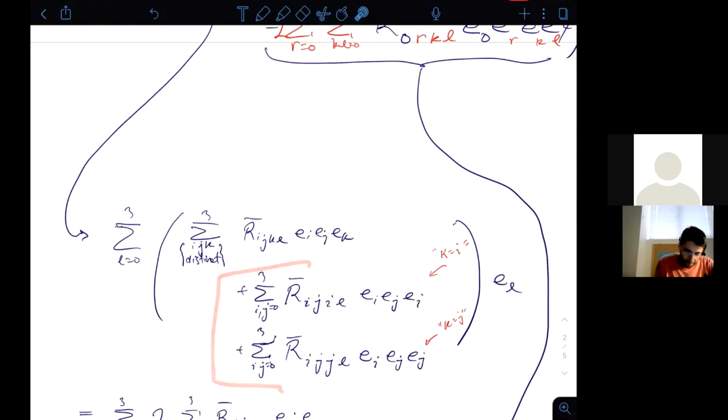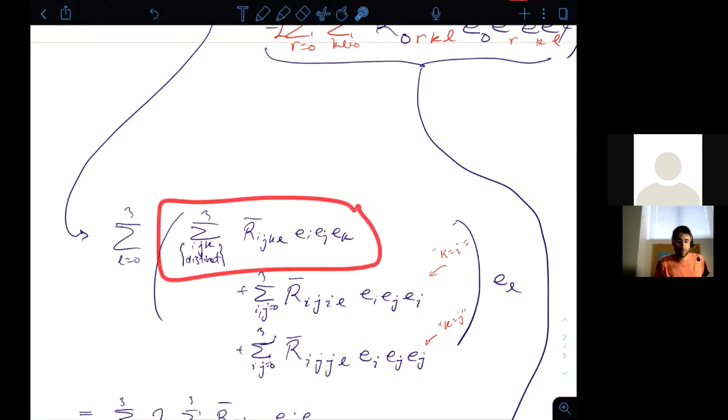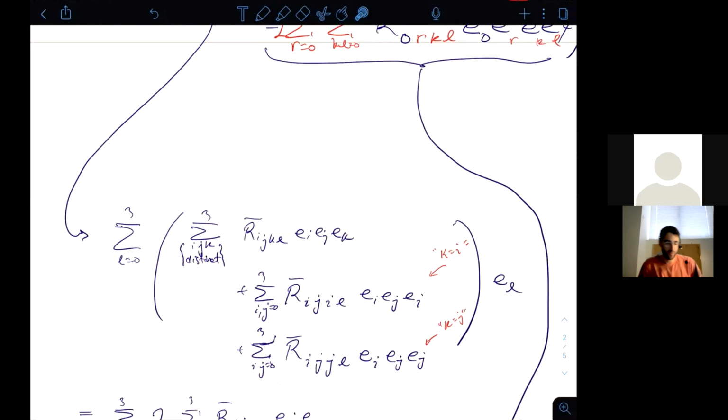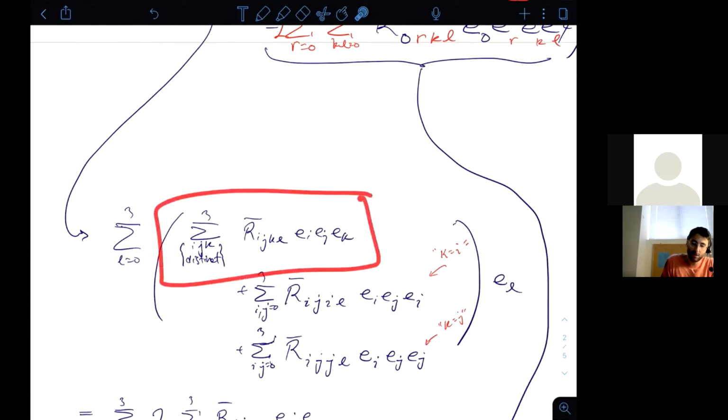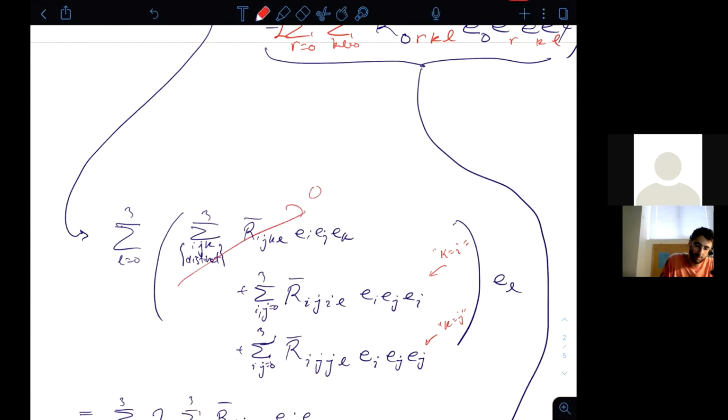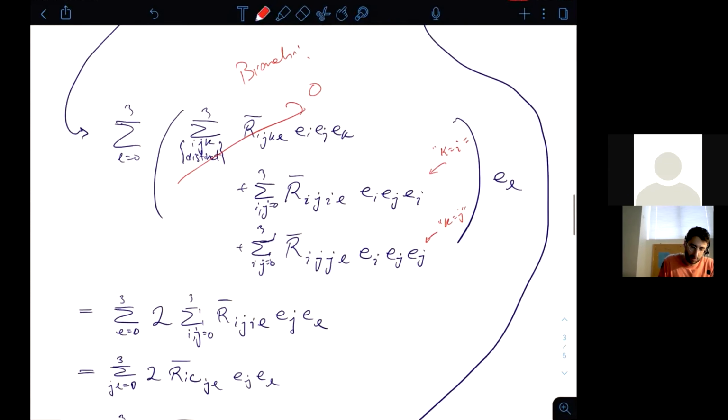Okay, so now let's analyze each of these. So why did I do that? What was the whole point? I want to use the Bianchi identity. The Bianchi identity will tell me that this first term vanishes. So that one goes to 0 by Bianchi. That's exactly why I pulled that out.